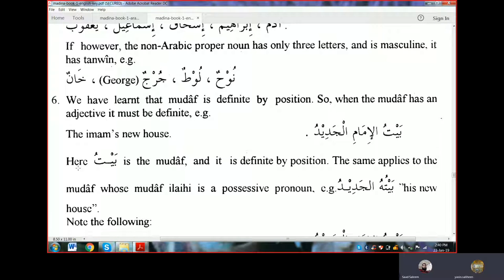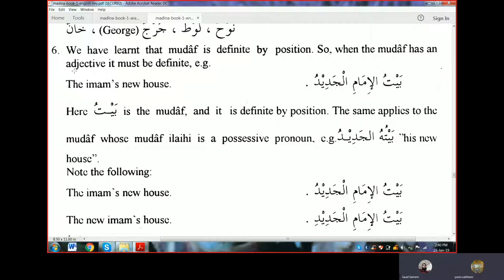We have learned that mudaf is definite by position. When the mudaf has an adjective, it must be definite. Baytul imami al-jadidu, the imam's new house. Here, baytu is the mudaf, and it is definite by position. The same applies to a mudaf whose mudaf ilayhi is a possessive pronoun. Baytuhu al-jadidu, his new house.